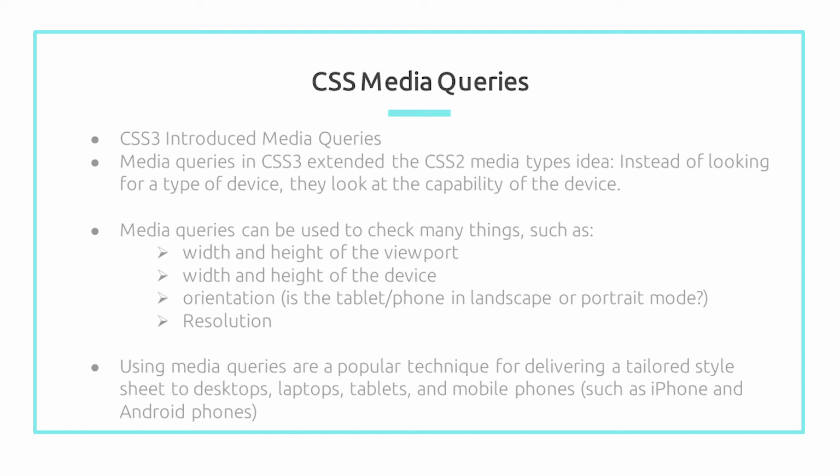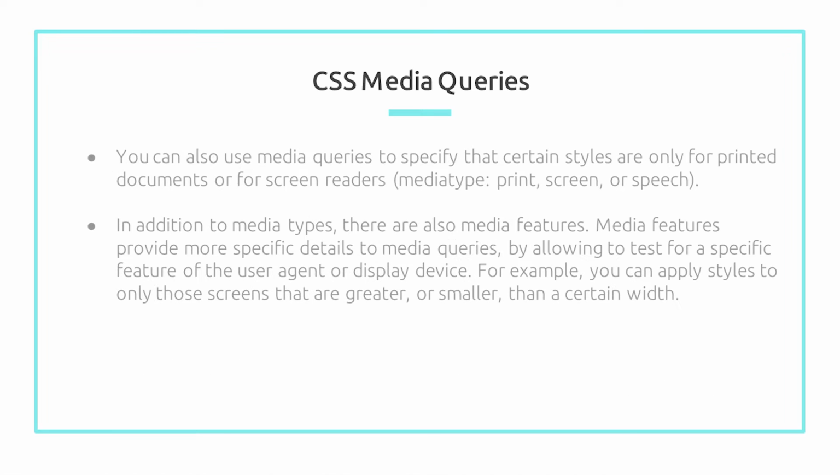Using media queries is a popular technique for delivering a tailored style sheet to desktops, laptops, tablets, and mobile phones. You can also use media queries to specify that certain styles are only for printed documents or for screen readers, with the media types print, screen, or speech. In addition to media types, there are also media features. Media features provide more specific details to media queries by allowing you to test for a specific feature of the user agent or display device. For example, you can apply styles to only those screens that are greater or smaller than a certain width.